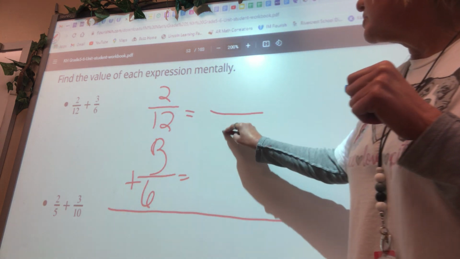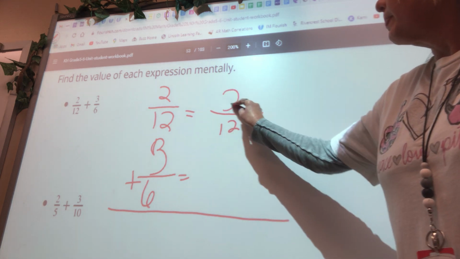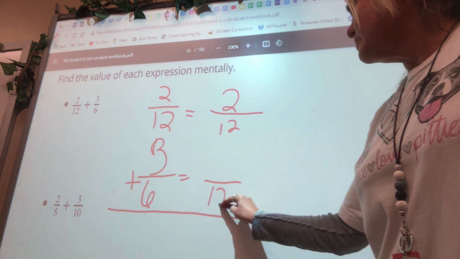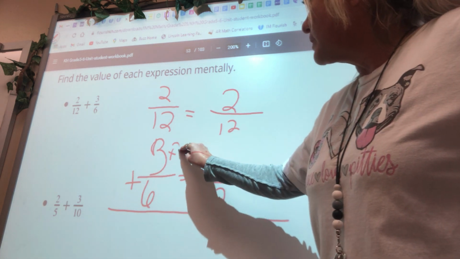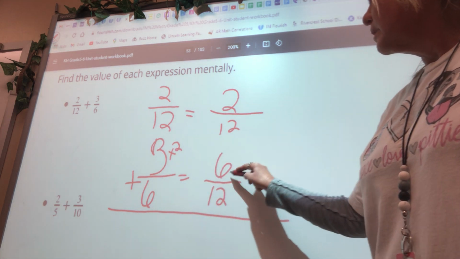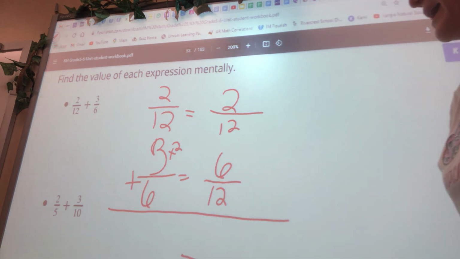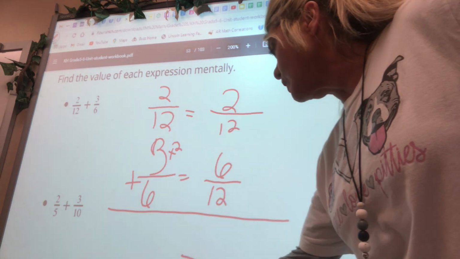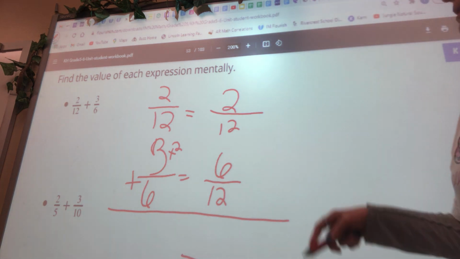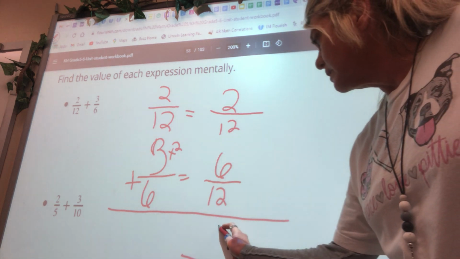I'm not going to have to change this one, am I? What would I have had to do to 6 to get a 12? Okay, so I would have to do that here also. Do we add the denominators? No, we keep them and bring them down. That's why we got them in common to start with. And then 2 plus 6.